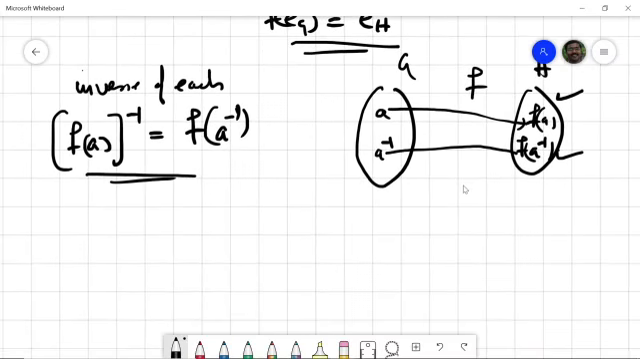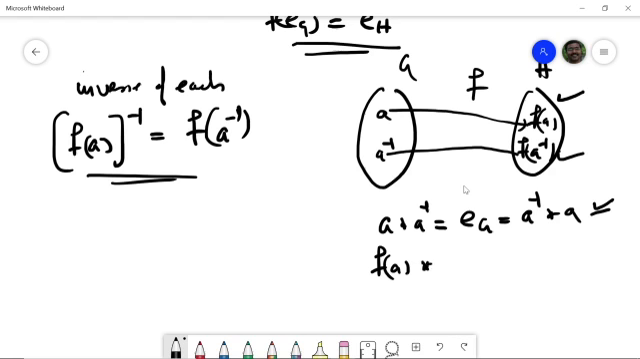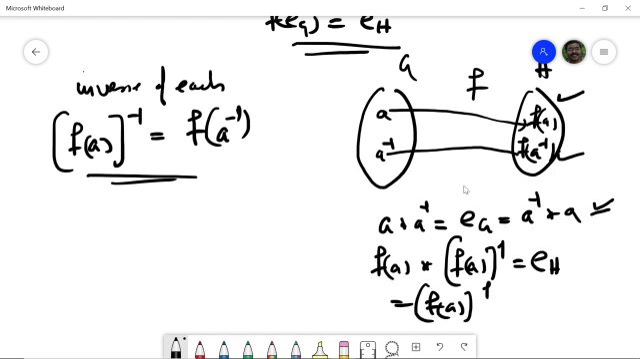Before we try to understand that, what do we mean by inverse element? In G, let me write: A star A inverse is equal to EG, which is equal to A inverse star A. So the inverse of f of A, suppose I write it as some k, should also have this property. What is the property? f of A delta f of A inverse will be equal to EH, which is the same as f of A inverse delta f of A. Then any element which has this property will be the inverse of f of A. So let us try to prove this result.